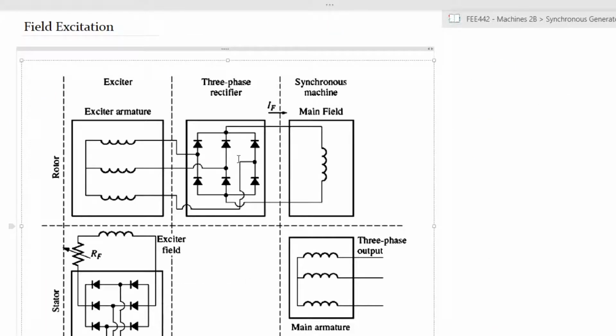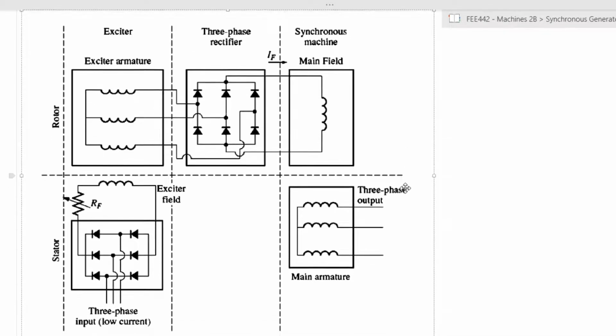So field excitation. What this diagram now represents is the schematic or the circuit diagrams of the field excitation. On the upper part of the diagram, these sections, you have the rotor. These are all circuits that are mounted on the rotor. And below, you have circuits that are mounted on the stator side.